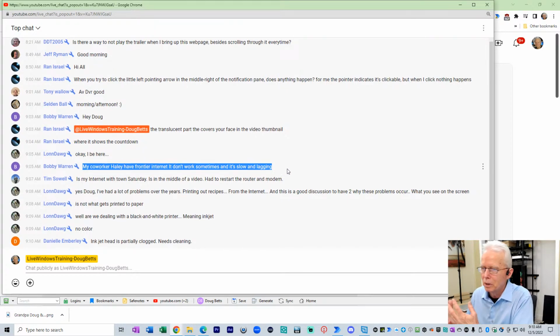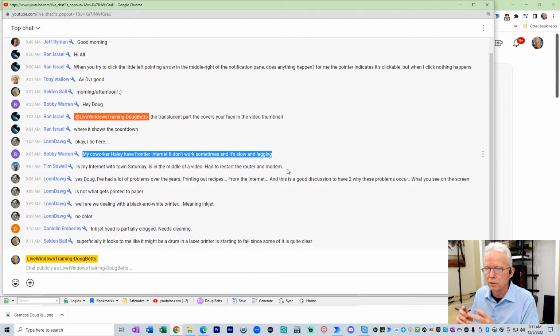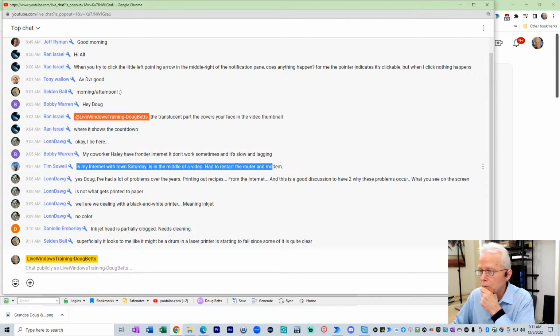Plug a computer directly into the modem, into the Frontier Internet, with everything else disconnected from your router modem. No other switches, no other computers connected, and do a speed test and see if that's still happening, because there might be a problem within the local area network that's causing the problem rather than Frontier. So we'll just hit with that comment.